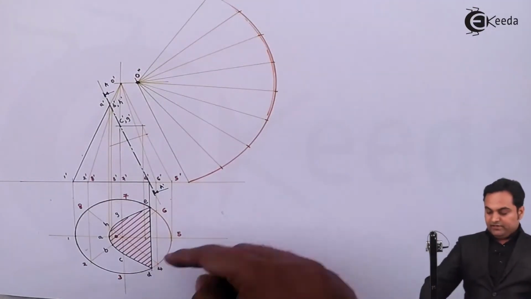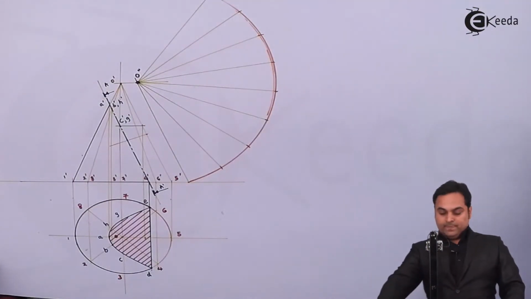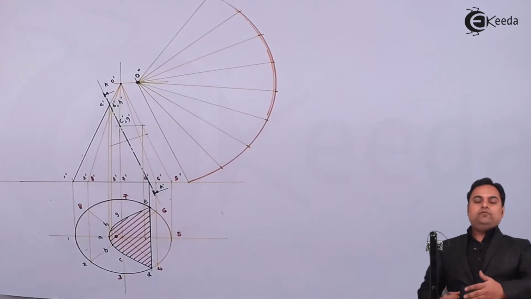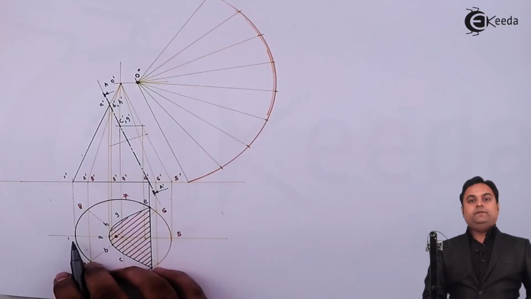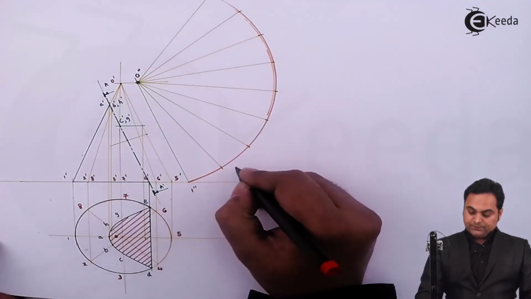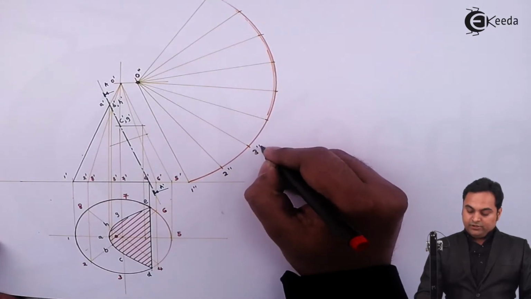Now, divide this into 8 equal parts. Giving the notations, here we are going to open this cone for the development from point 1. So I am opening it from 1, starting with 1 double dash, 2 double dash, and so on in order.